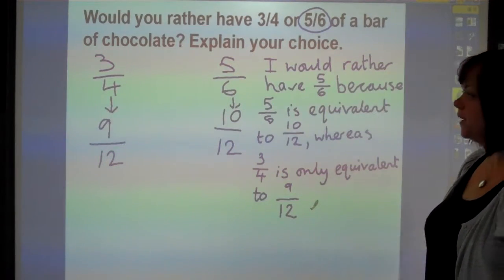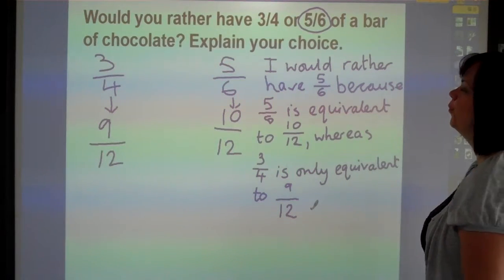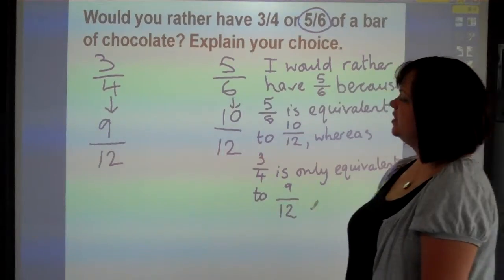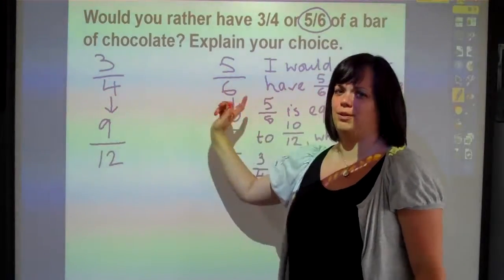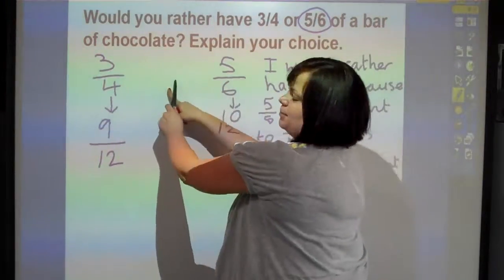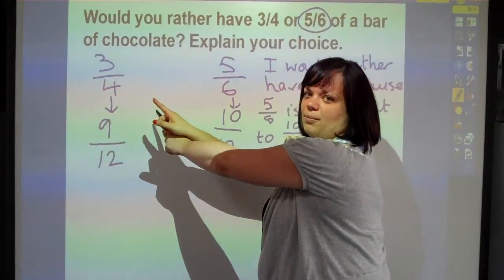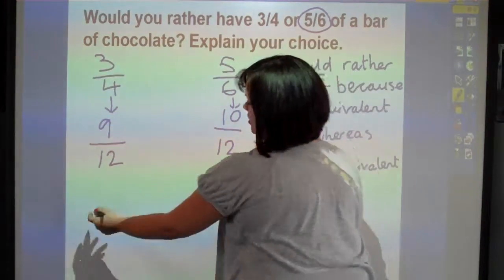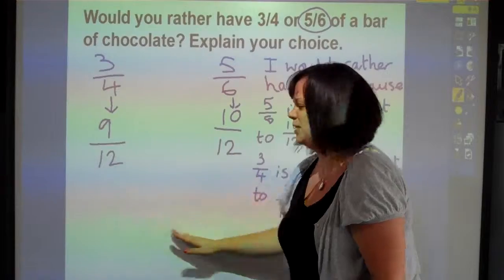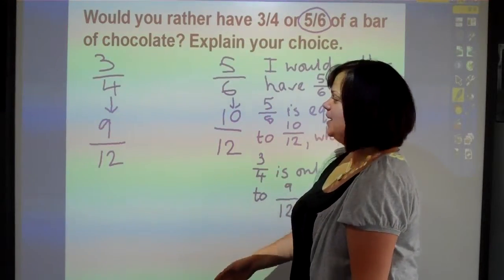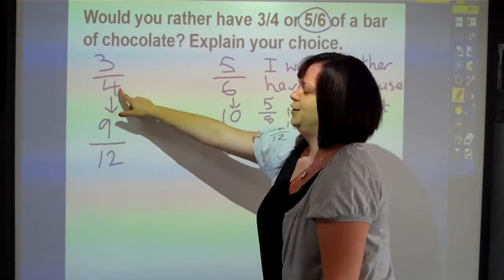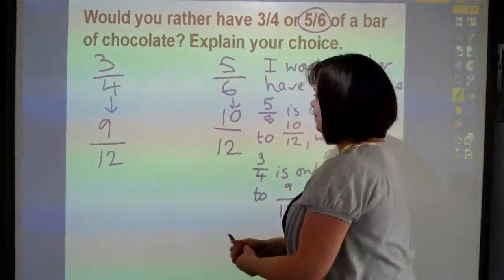There's my answer. I do have a little tip before I finish. If you get really stuck and you think, I can't think of a number that both of these go into, if you times the number together, that gives you a nice number that you can put on the bottom. 4 times 6 is 24. So I could have changed it to 24ths on the bottom. That's my tip for if you can't think of a number that both of those go into.